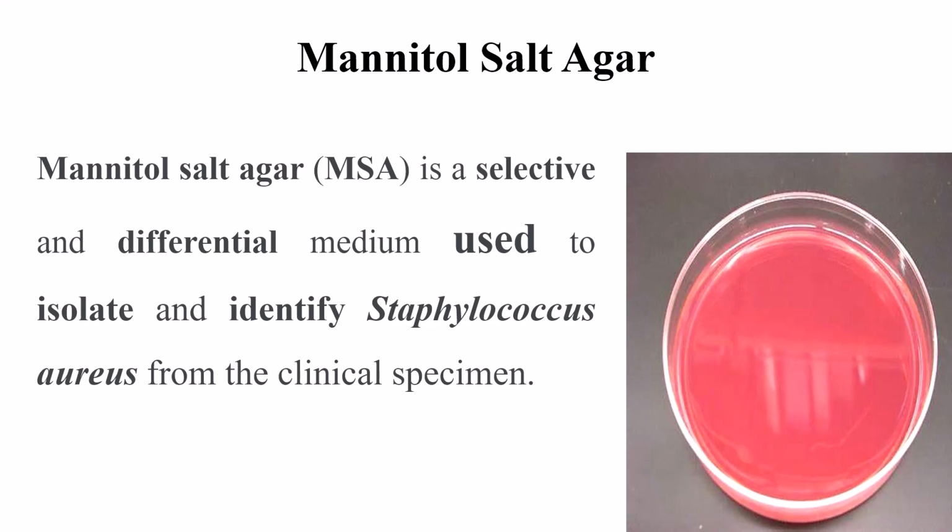Firstly, we have the mannitol salt agar definition, the definition of this media. Mannitol salt agar is a selective and differential media used to isolate and identify Staphylococcus aureus from clinical specimens. So it's a specific media for Staphylococcus species, and the color of the media is like this in the figure.